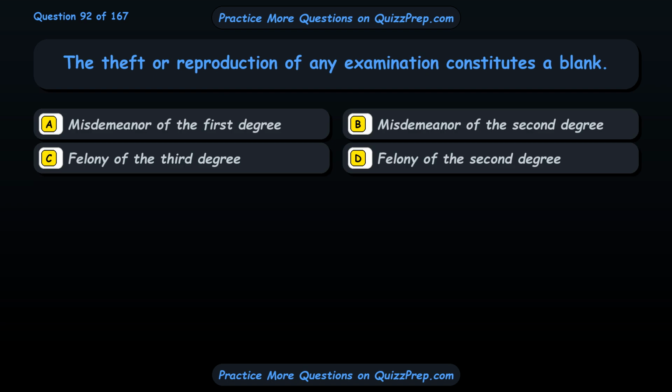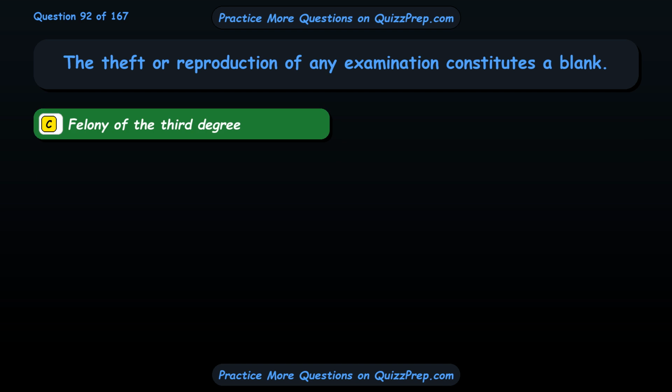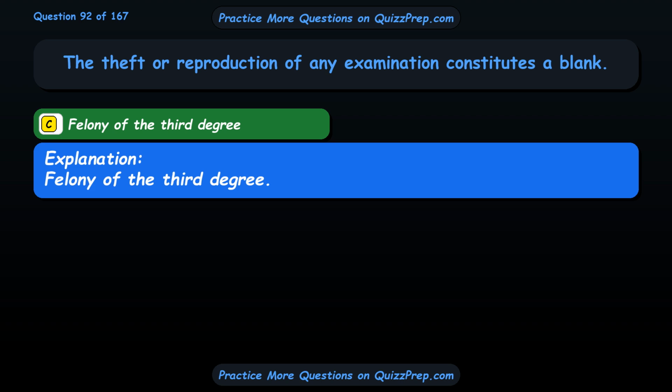Question 92. The theft or reproduction of any examination constitutes a blank. Option A. Misdemeanor of the first degree. Option B. Misdemeanor of the second degree. Option C. Felony of the third degree. Option D. Felony of the second degree. The correct answer is option C. Felony of the third degree.